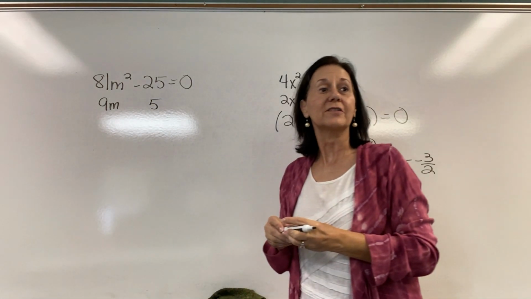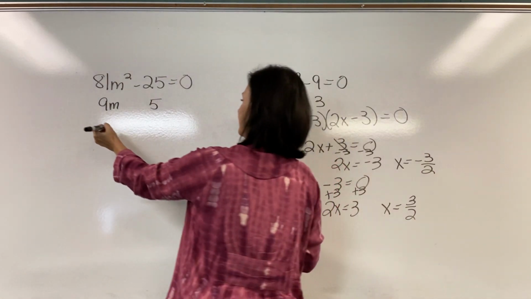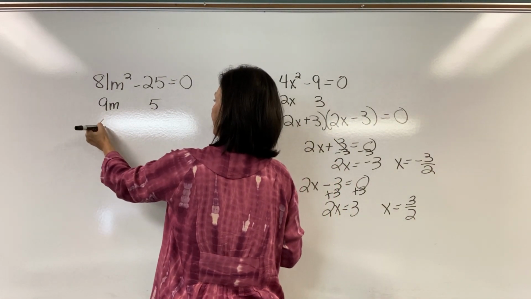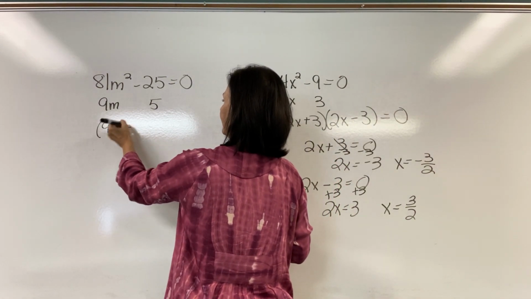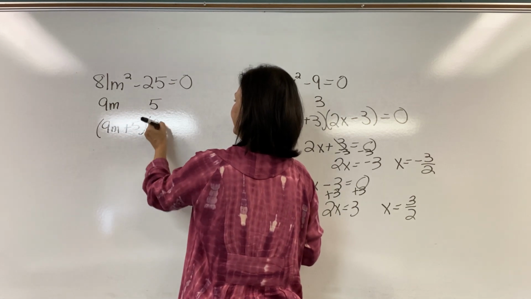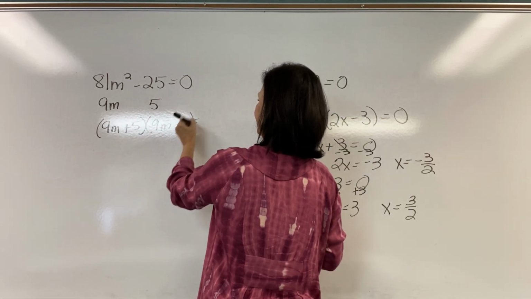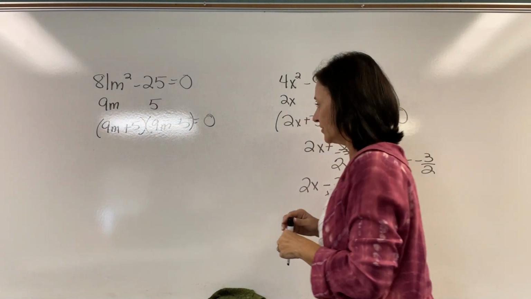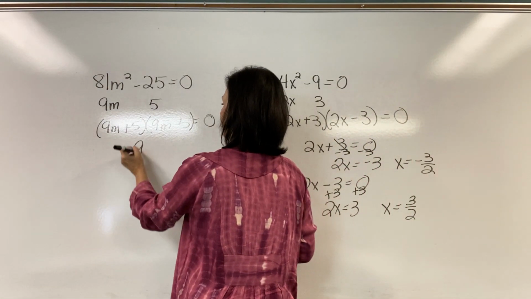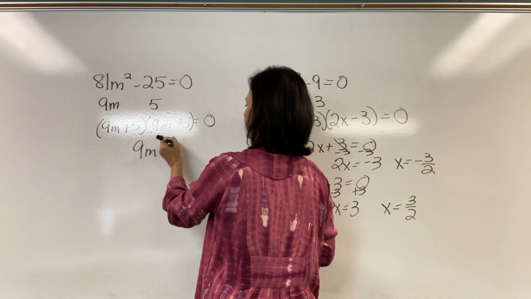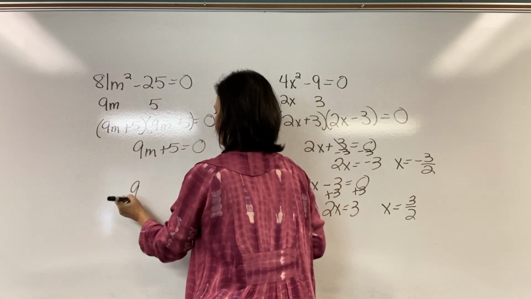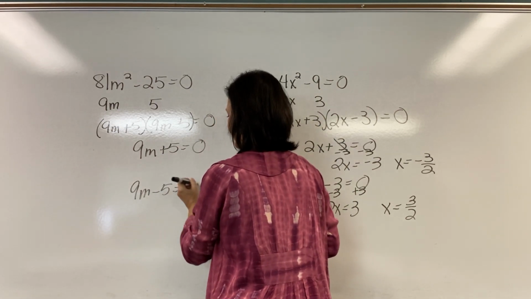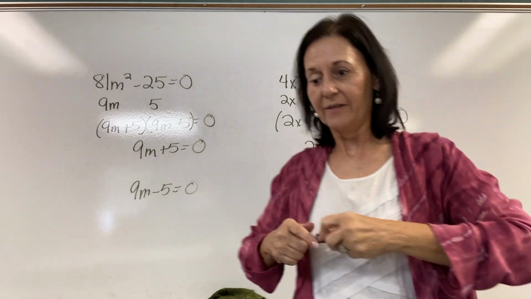Okay, so what are my factors going to be? 9m plus 5 and 9m minus 5. Correct. Then I set each factor equal to 0 and solve for m. Okay, I feel like you guys are tracking with me.